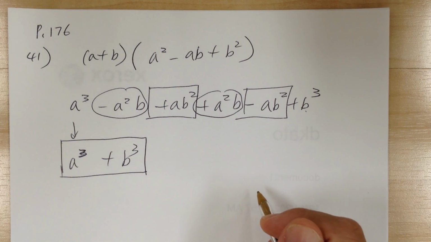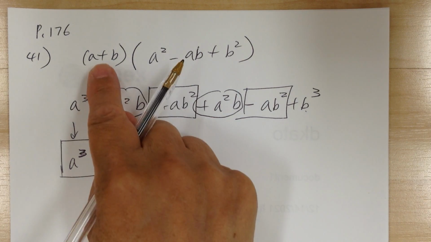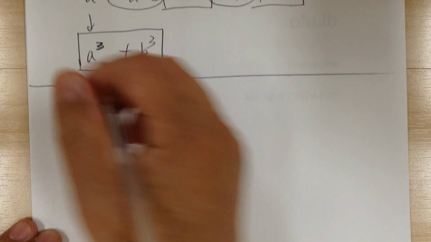Okay, and that's it. So later on, you're going to learn how to do the factoring. So you have to be able to go from here to here. So you will learn that later. Okay, let's go to 43.